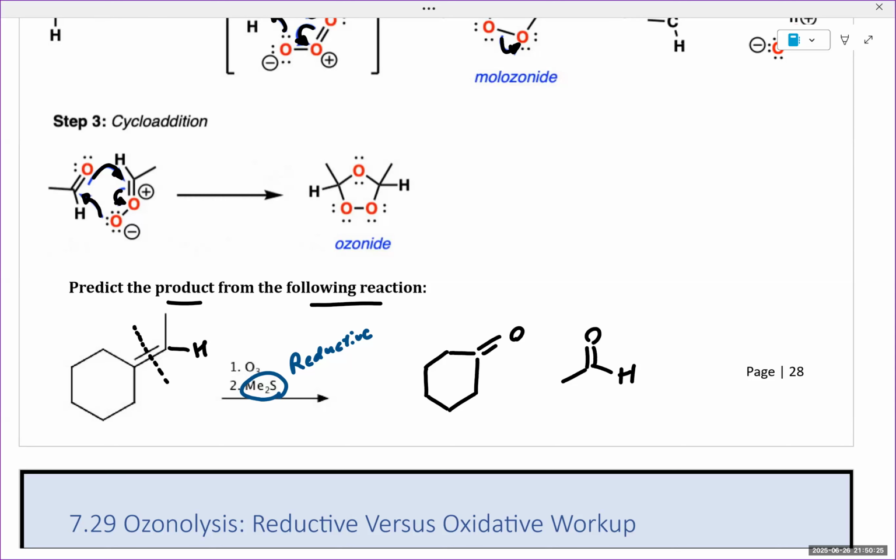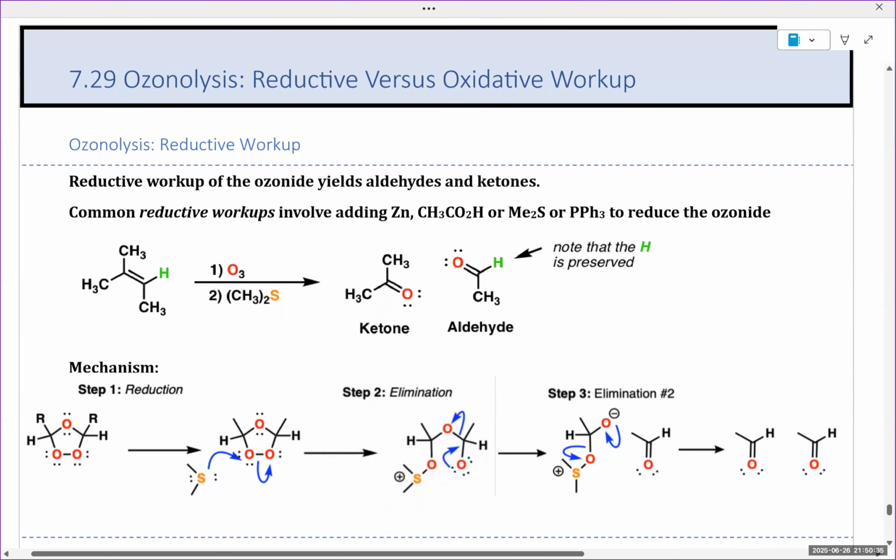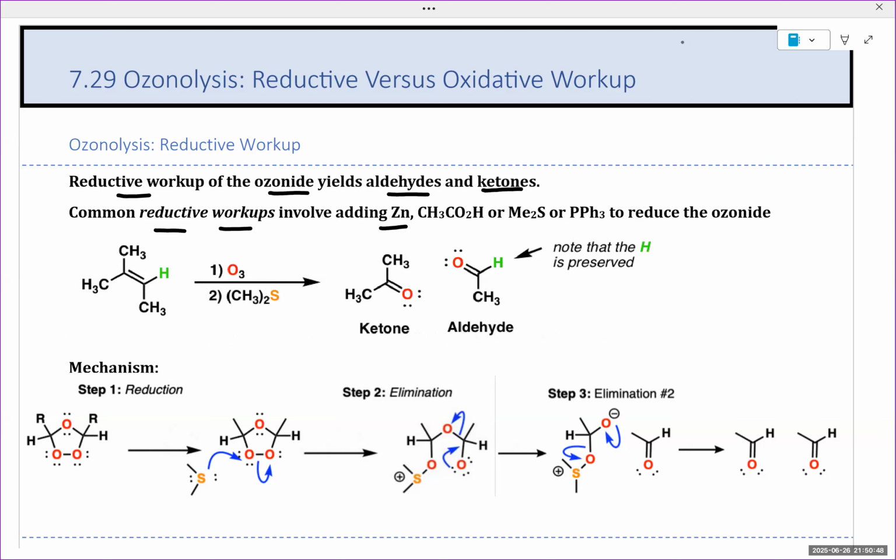Key thing, under reductive conditions, you observe an aldehyde. Okay, let's talk in more detail about reductive versus oxidative workups for ozonolysis. Reductive workup of the ozonide yields aldehydes and ketones. Common reductive workups involve adding zinc or dimethyl sulfide or triphenylphosphine.